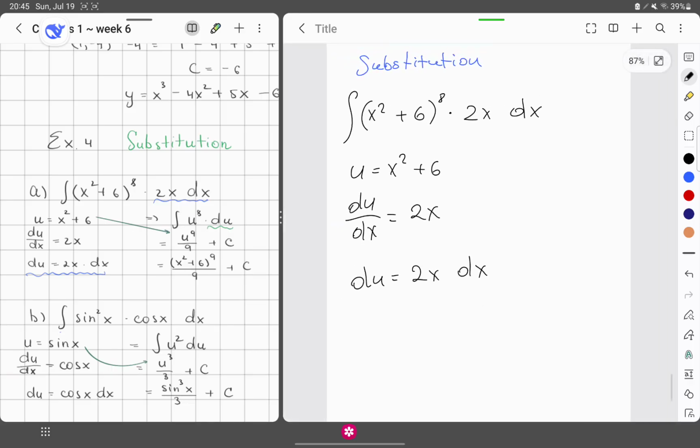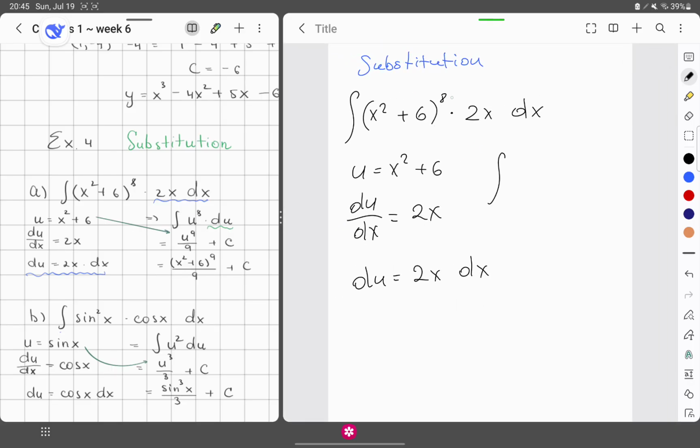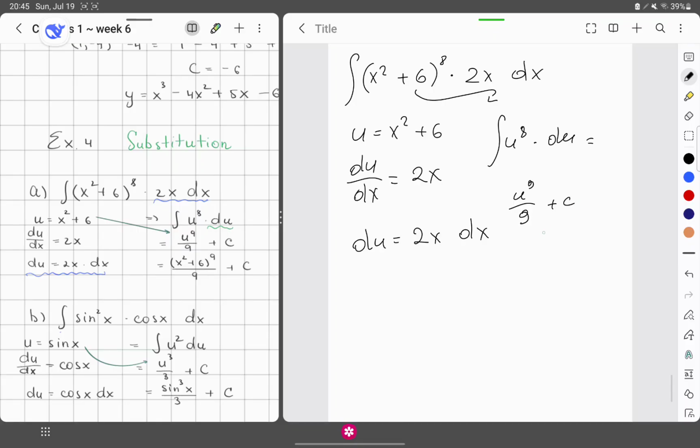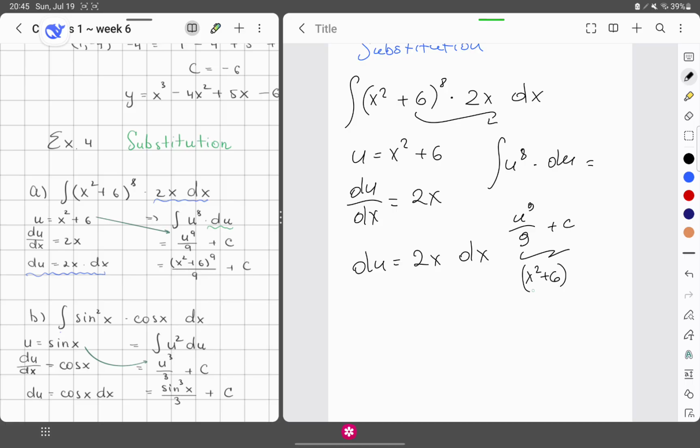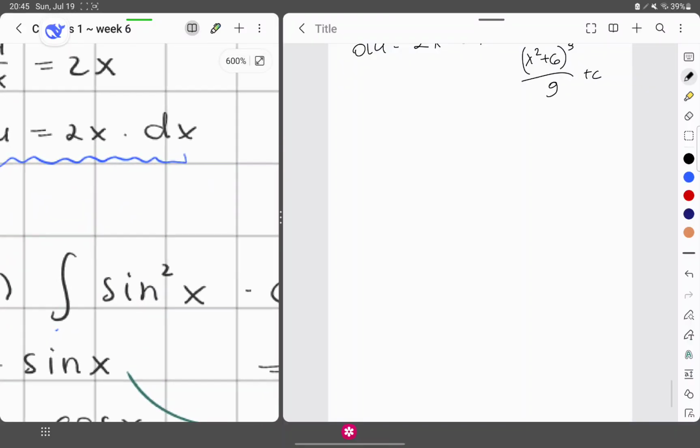Okay, let's substitute x squared plus 6. That will be u to the power of 8 times 2x dx, which equals du here. And u to the power of 8 integrates to u to the power of 9 over 9 plus c. So u to the power of 9 equals x squared plus 6 to the power of 9 over 9 plus c. Okay, I get it. Let's try to do this one.